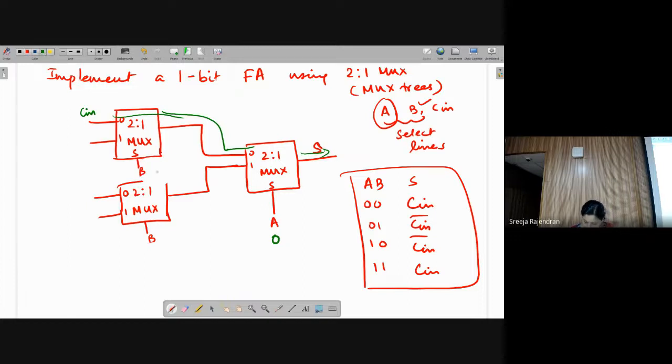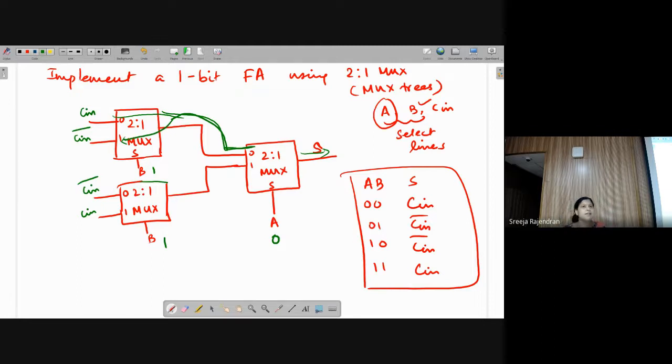So B is 1 now, the rest is all the same. In this case, when B is 1, what happens? Again, A is 0 means this path is selected. So it comes here. But B is 1, that means in the top multiplexer, this has to be selected. Yes or no? So I have to write C in bar there. Similarly, it will be C in bar here and C in.